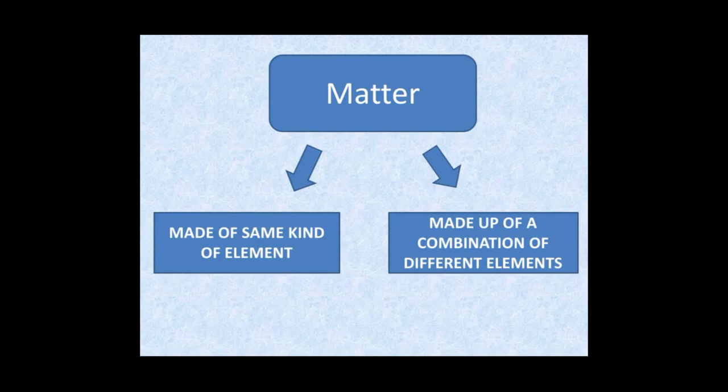Now, matter can be made up of either the same kind of element or by a combination of different elements. So either your matter will be made up of only one kind of element or you can have matter which is made up of a combination of two or more different elements together.